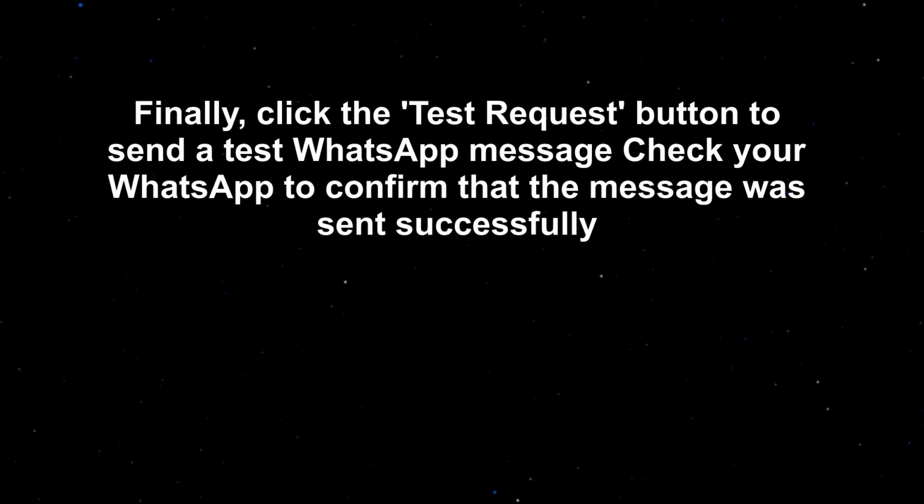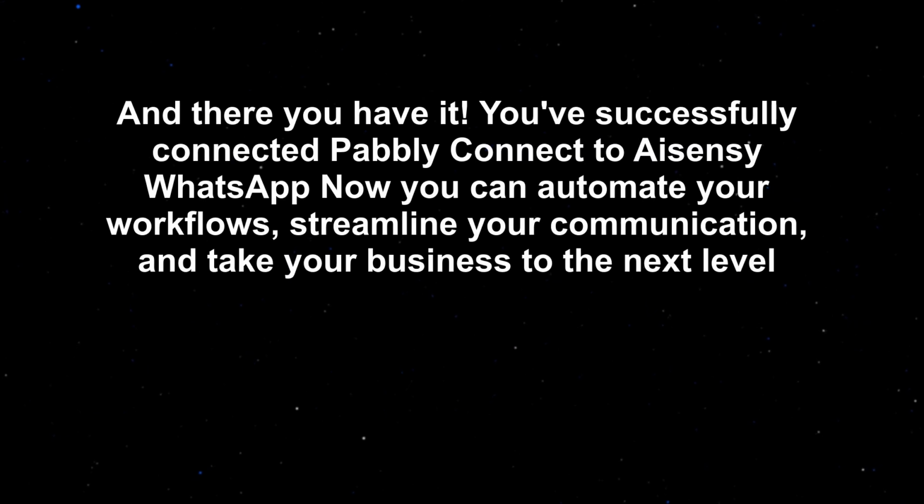Finally, click the Test Request button to send a test WhatsApp message. Check your WhatsApp to confirm that the message was sent successfully. And there you have it. You've successfully connected Pabbly Connect to Aisensy WhatsApp. Now you can automate your workflows, streamline your communication, and take your business to the next level.